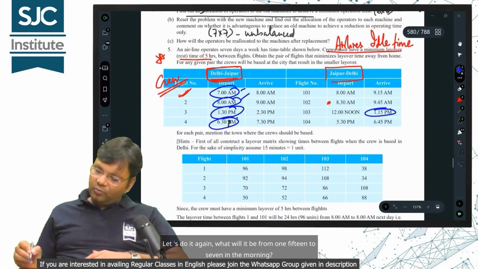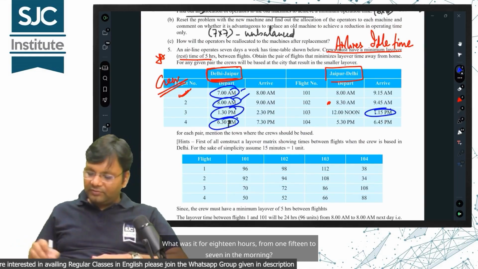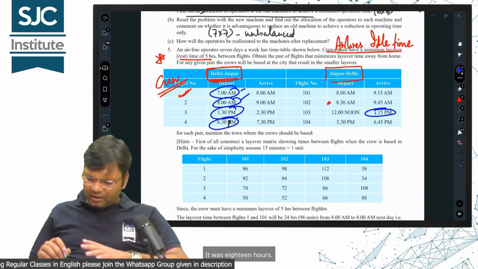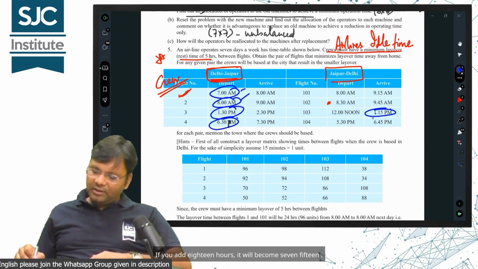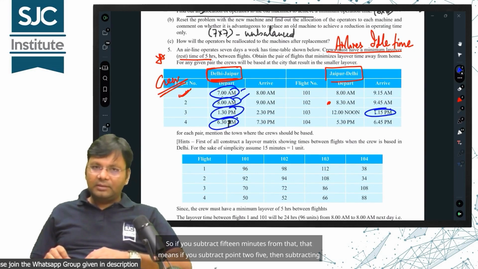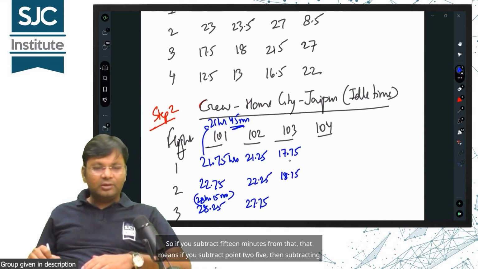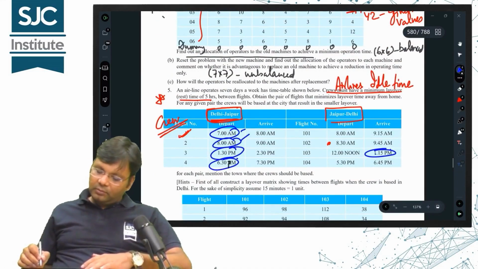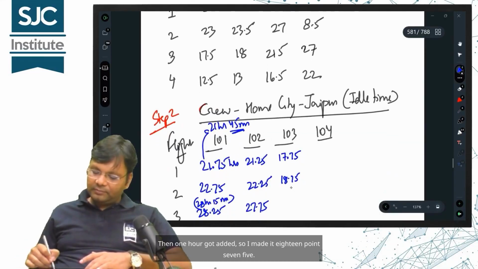Let's do it again. What will it be from 1:15 to 7 in the morning? It was 18 hours. If you add 18 hours, it will become 7:15. So if you subtract 15 minutes from that, that means if you subtract 0.25, then subtracting 0.25 from 18 gives 17.75. Then 1 hour got added, so I made it 18.75.